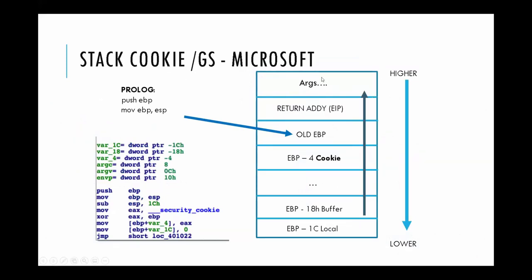Here we see another depiction of how the GS switch comes into play with Microsoft. We have a cookie here, we have a buffer, and then we add a string. The longer the string is, the more of this that will get overwritten, and eventually, if we go far enough, it will overwrite the cookie.